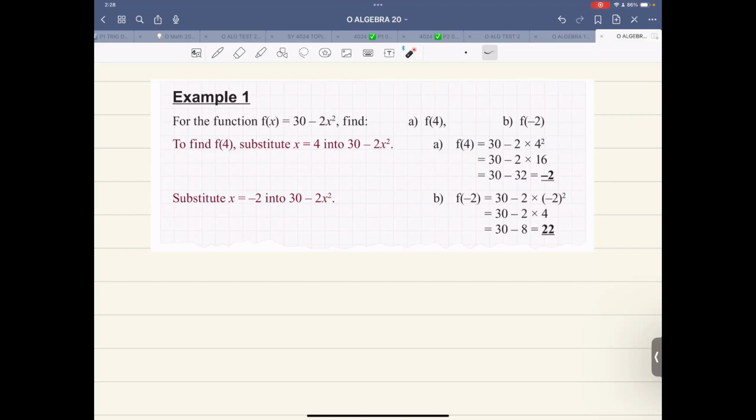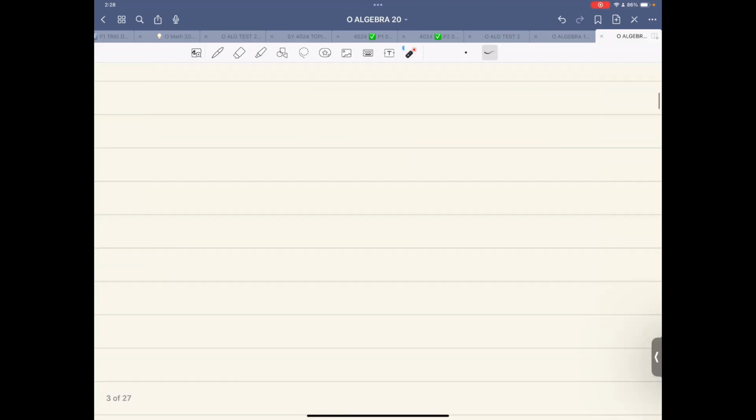It's one of the easiest chapters. Let me plug in f(negative 2). 30 minus 2 times negative 2 squared is 30 minus 8, which comes out to be 22.